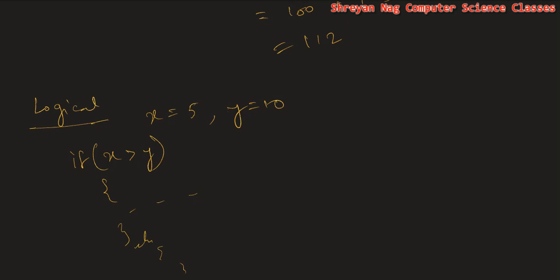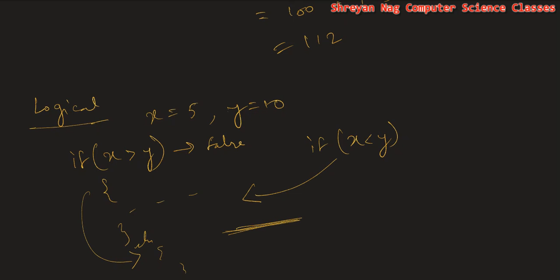Definitely x is greater than y? No, it is not greater than y. So this is a false statement, right? Where we are taking true and false as outputs. So this will go into the else part. Now if I had written, if x is less than y, definitely the first part would have executed. So this kind of construction, where true and false outcomes are taken into consideration, and these true and false outputs are based on logical expressions and boolean expressions, these types of expressions are called logical expressions.